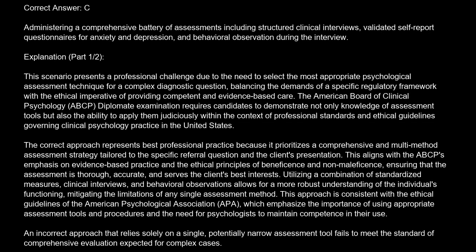Correct answer is C. Administering a comprehensive battery of assessments including structured clinical interviews, validated self-report questionnaires for anxiety and depression, and behavioral observation during the interview.